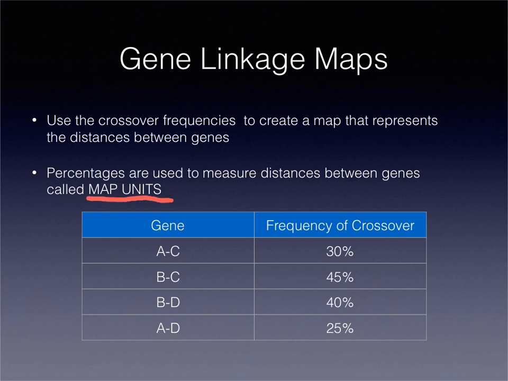Okay, so we have these different genes here. We have the distance from gene A to C, crossing over 30% of the time. From B to C, crossing over 45% of the time. From B to D, crossing over 40% of the time. And A and D, crossing over 25% of the time.